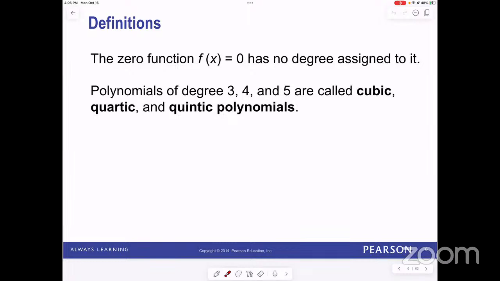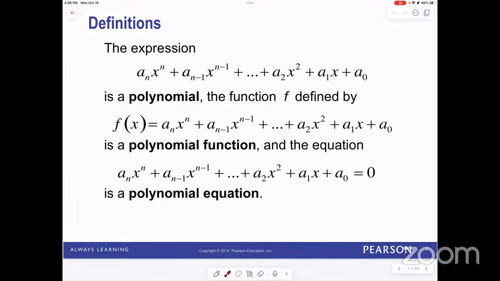Polynomials of degree 3, 4, and 5 are called cubic, quartic, and quintic polynomials. So this expression that you see here, we call this a polynomial function. Again, a finite sum of monomials. The function f, defined by f of x equal to this expression, is called a polynomial function. And this equation where we have the polynomial equal to 0, we call that a polynomial equation.